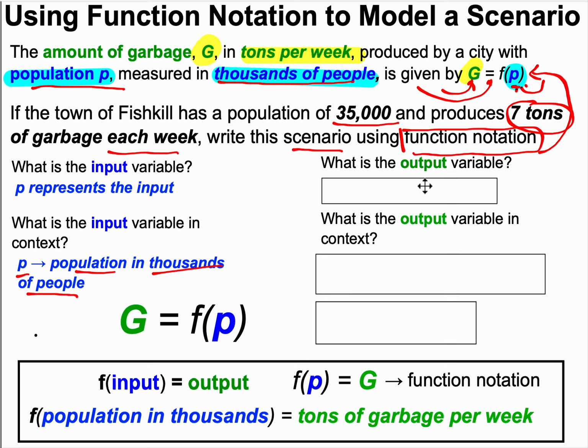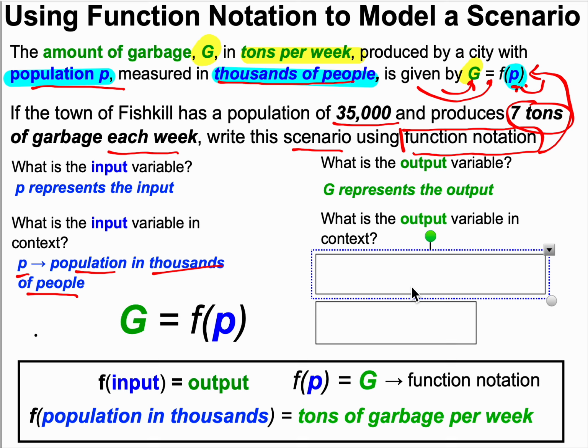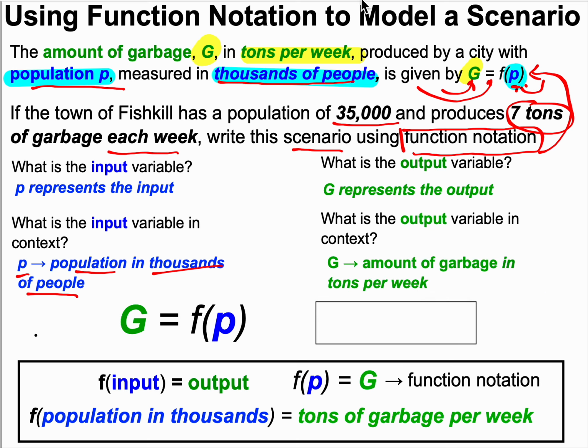And then the output is G, garbage, tons per week. So our output variable is G. All right, that's right up here. And the output variable in context. And when I say in context, it just means what does it mean in the real world for this problem. So in context, G represents the amount of garbage produced in the city, tons per week. All right. And we were already given in function notation G equals F of P.